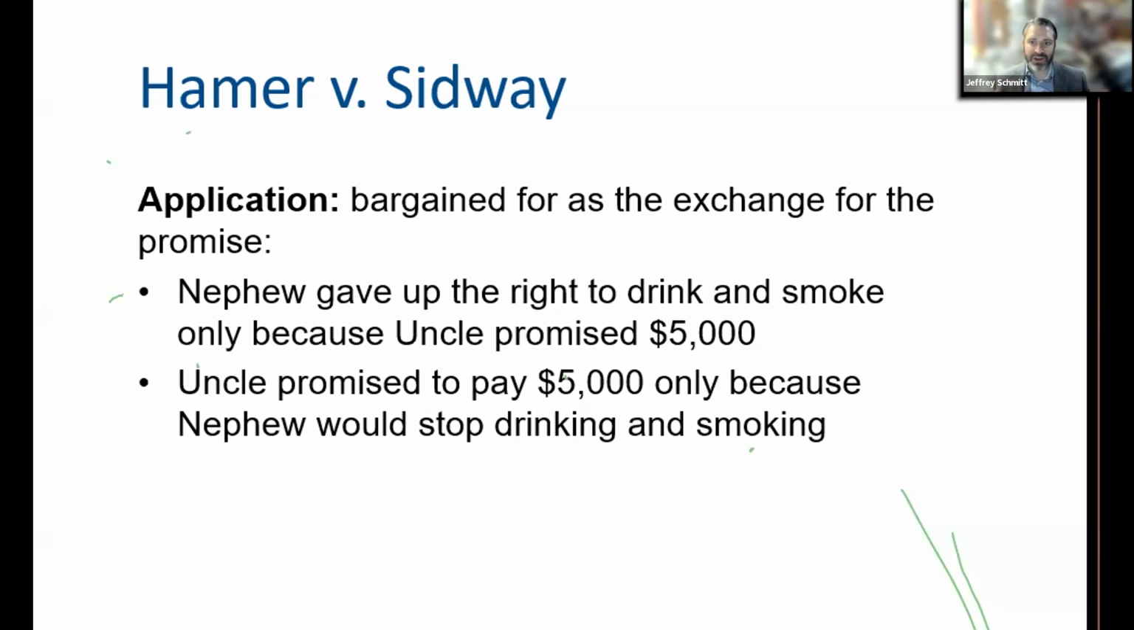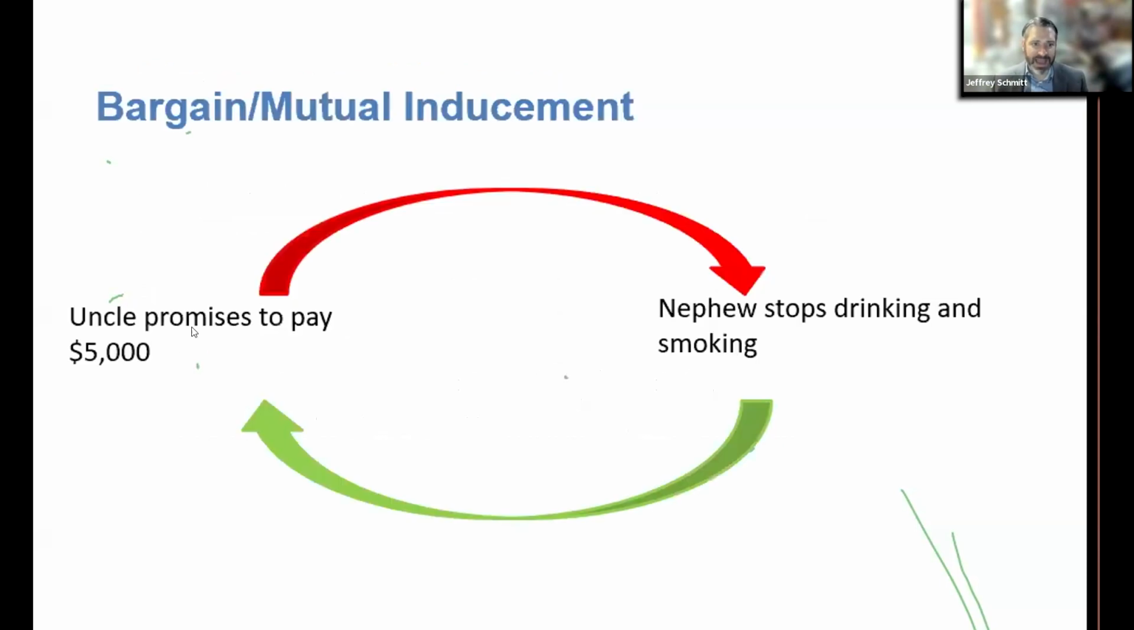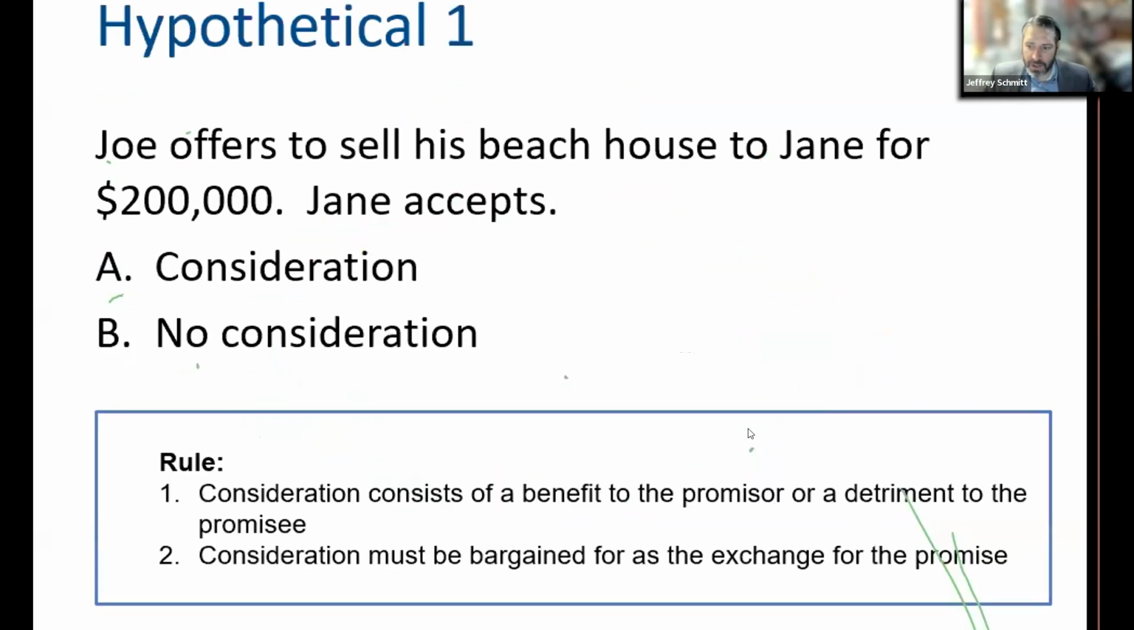If there's not a bargain, they're going to be unconnected things with no relationship. But instead, what we have is this because statement. That is our bargain. Uncle is promising to pay only because nephew is going to stop drinking and smoking. Nephew is stopping to drink and smoke only because he wants the money, right? That's the story you need to be able to tell to have consideration, at least that bargain element. So that's our case.